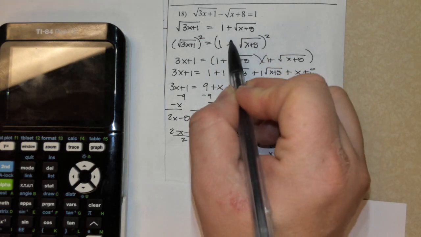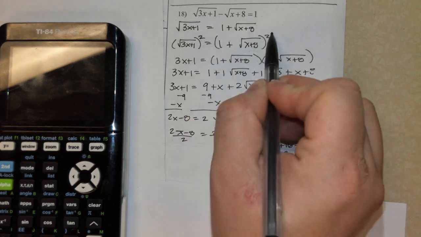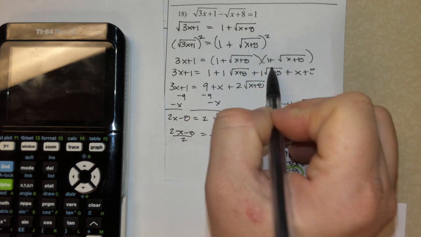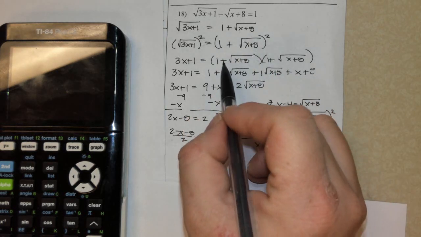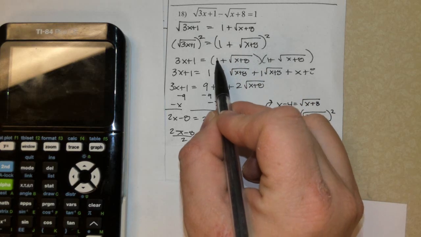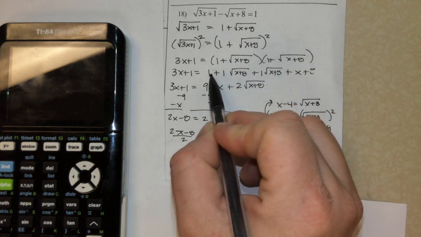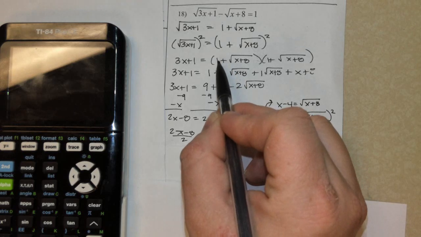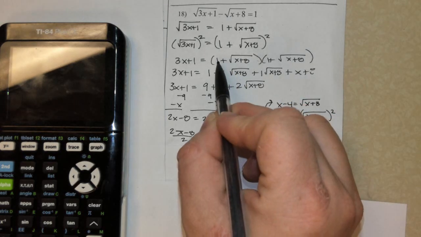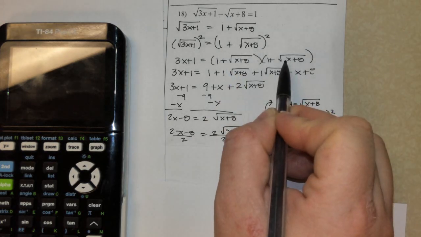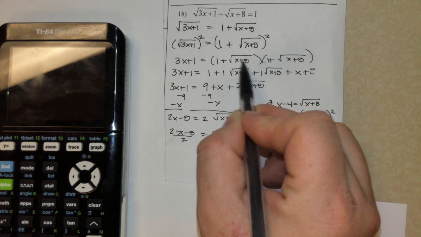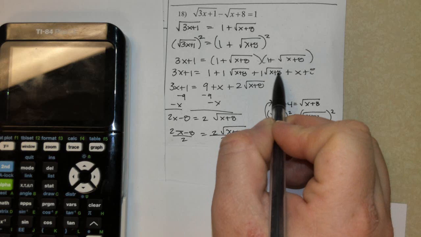When the two terms are separated by adding or subtracting, then you must write it this number of times, in this case twice. On the right, I'm going to go ahead and FOIL. Multiply the fronts. Multiply the outsides. 1 times this quantity, push them together, is 1 times the square root of x plus 8. Multiply the insides. 1 times this quantity is 1 times the square root of x plus 8.